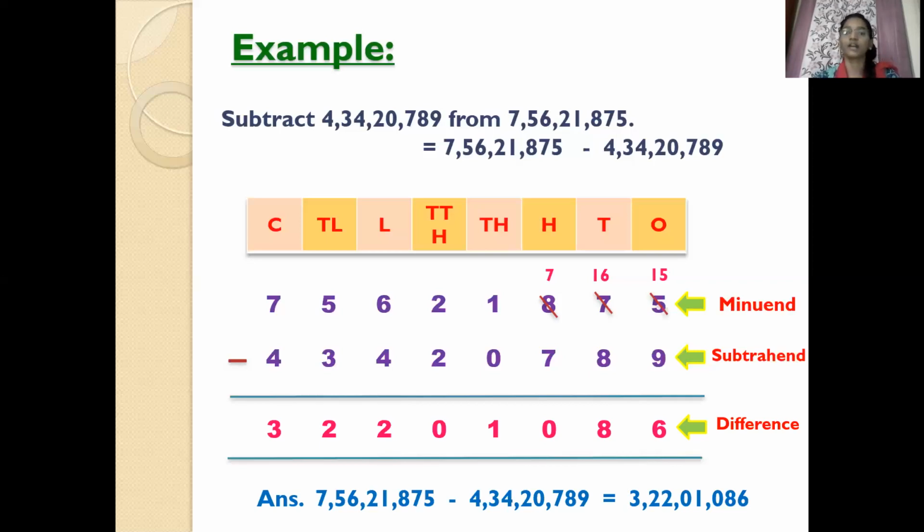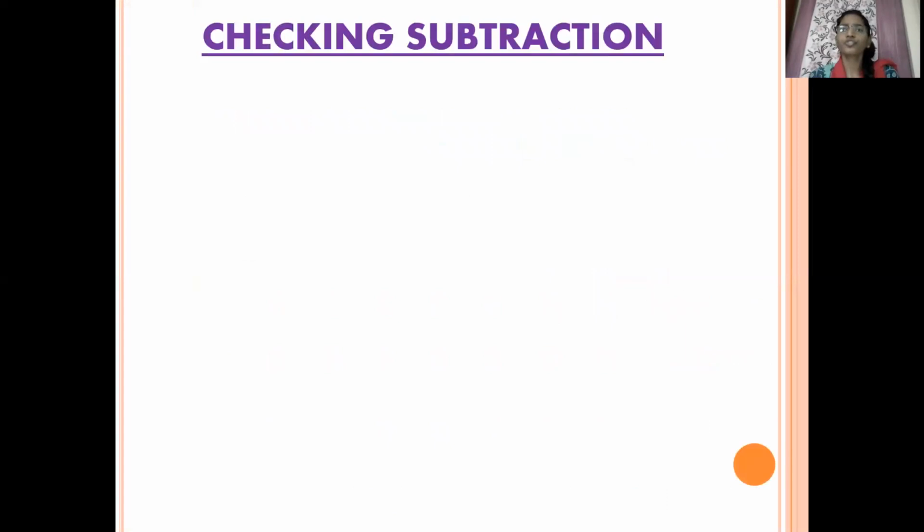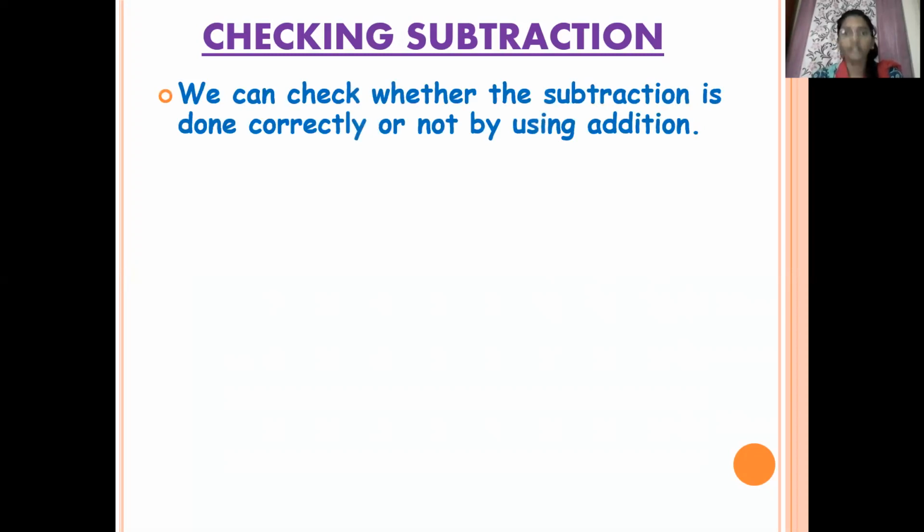Yes, so this is how you perform subtraction operation involving large numbers. Then, how to check whether your subtraction is correct? You will be having a doubt. Once you're done with subtraction, you might have a doubt whether you've done it correctly or you went wrong in any of the places of borrowing or calculating the value. In that case, we can check whether the subtraction is done correctly or not by using addition.